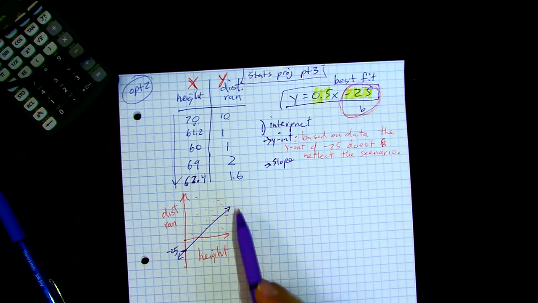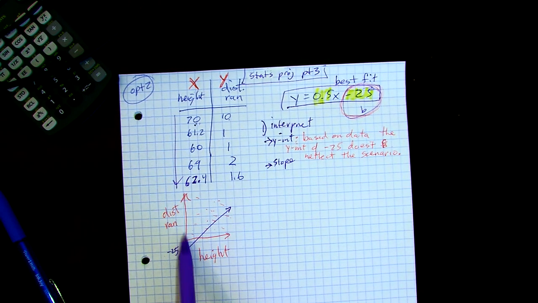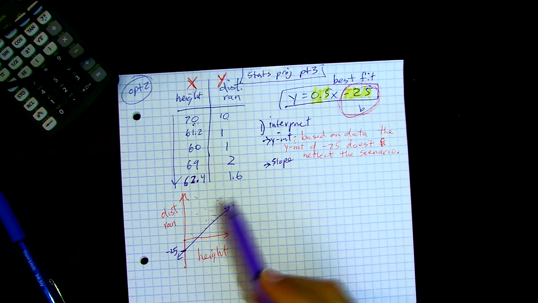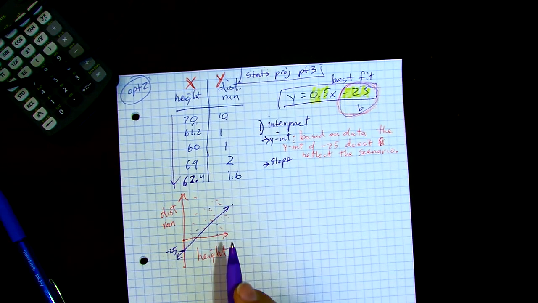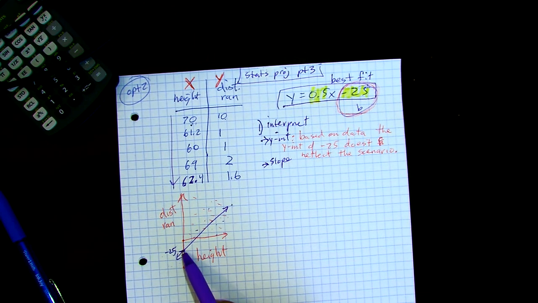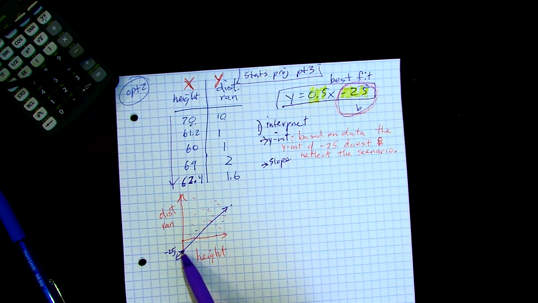The scenario is relating height and distance run, but the line of best fit that is just going through the points, right? It's just based on where the points are, is showing that we have a y-intercept way down here, but that doesn't make sense with the scenario.